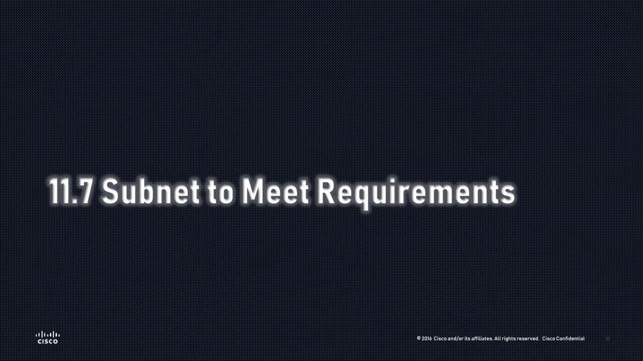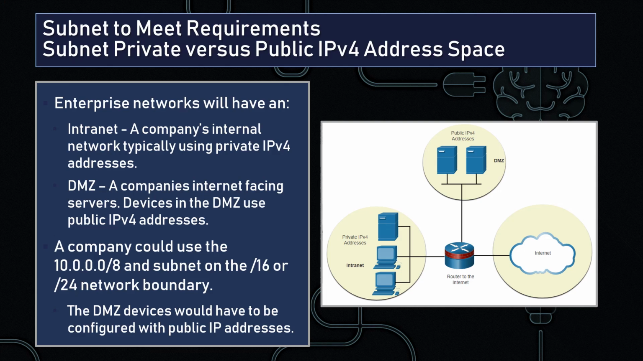What I tend to do more often than not when I'm setting up a network is subnetting to meet specific requirements for hosts, not necessarily subnets. So in this case, we have an example of a corporate network, an enterprise network. We have an intranet, which is an internal network with private addresses. We have a DMZ, where the company allows their servers to be internet facing. The DMZ is essentially a space between 2 firewalls to help keep them secure. For each of those, we could possibly use a /8 network with a /16 or /24 network boundary in order to set up these subnets. The DMZ devices, of course, have to be configured publicly, but the intranet stuff can be set up privately.